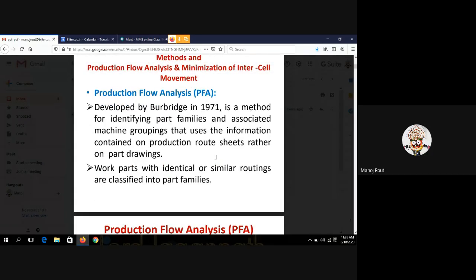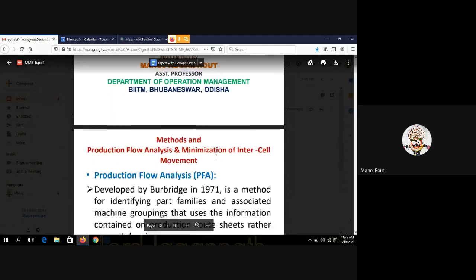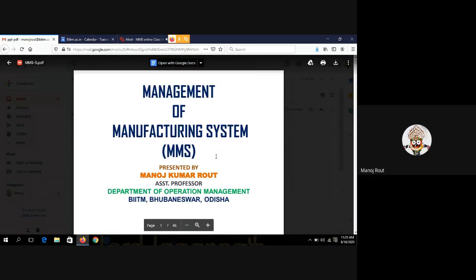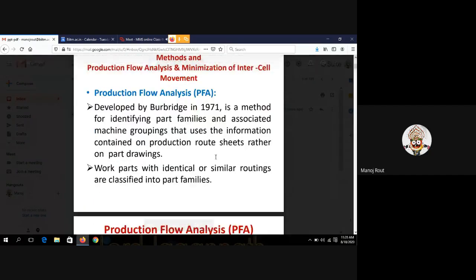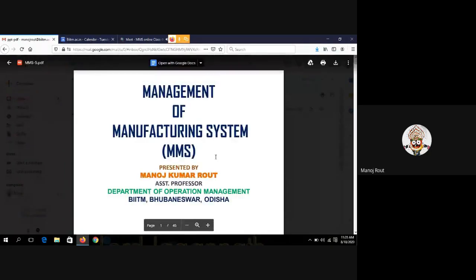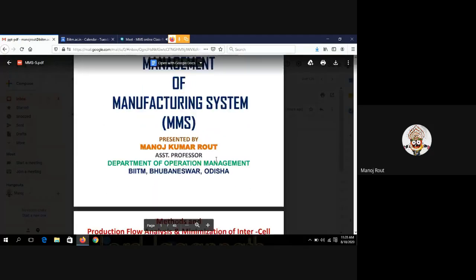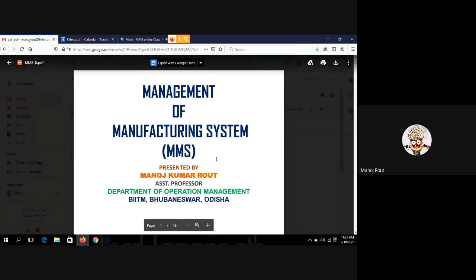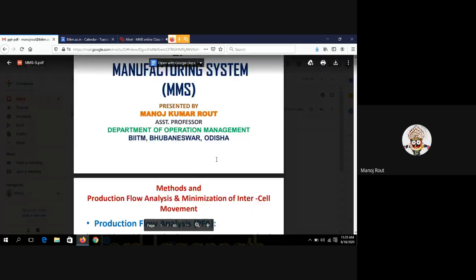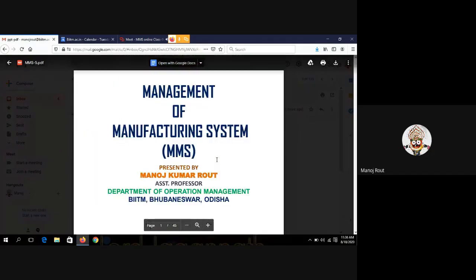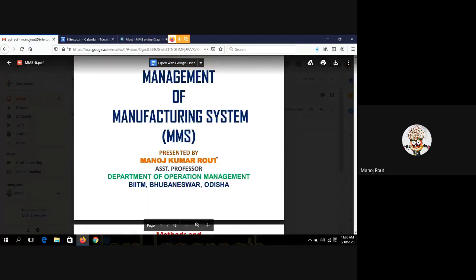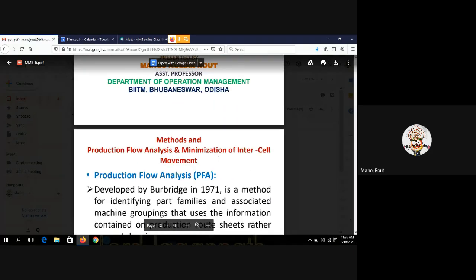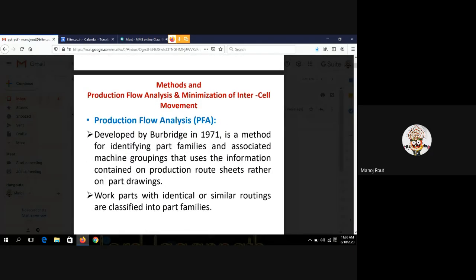So this production flow analysis identifies the different part families, you can say different components and sub-components, which are directly associated with machine groups. For example, in a particular automobile garage, the different machines for joining applications and sheet metal operations are combined by identifying the machine group using information contained on the production route sheet rather than on part drawings.